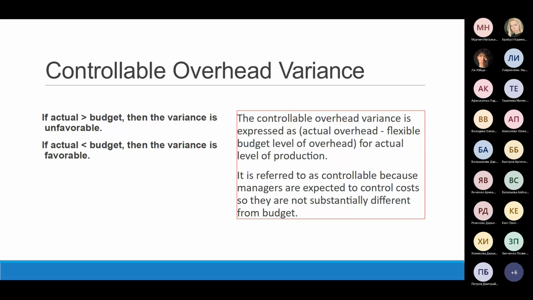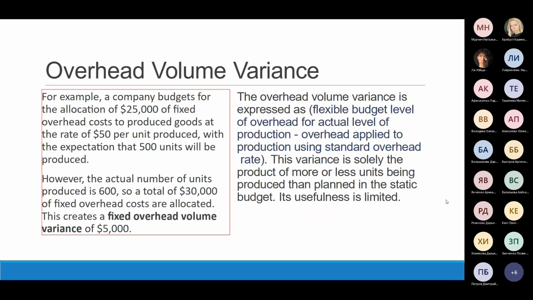So controllable overhead variance is calculated as the actual overhead minus flexible budget level of overhead for actual level of production. If actual is bigger than budget, then the variance is unfavorable. If actual is smaller, the variance is favorable. But we have to monitor what is included in this actual overhead and decide whether our budget variance is favorable or not.